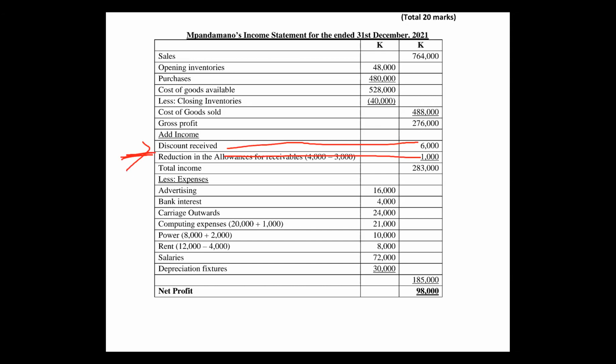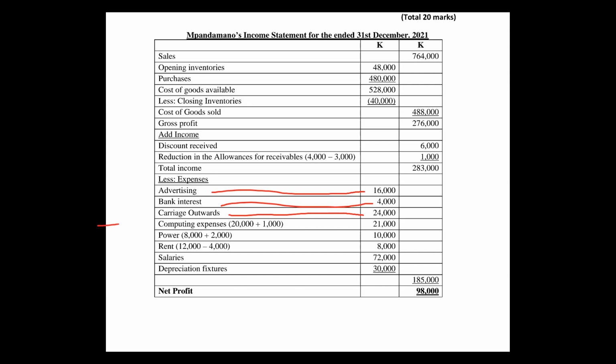Then from there, what we have now is total income. Remember this 7,000 is being added to the gross profit, so that we can have 283,000 as the total income. From the total income, you will subtract all the expenses. The following are the expenses. Number one, advertising is an expense. We saw it, 16,000. Bank interest is an expense. Carriage outward, those who are asking where the position of carriage outward is, I said it is an expense.